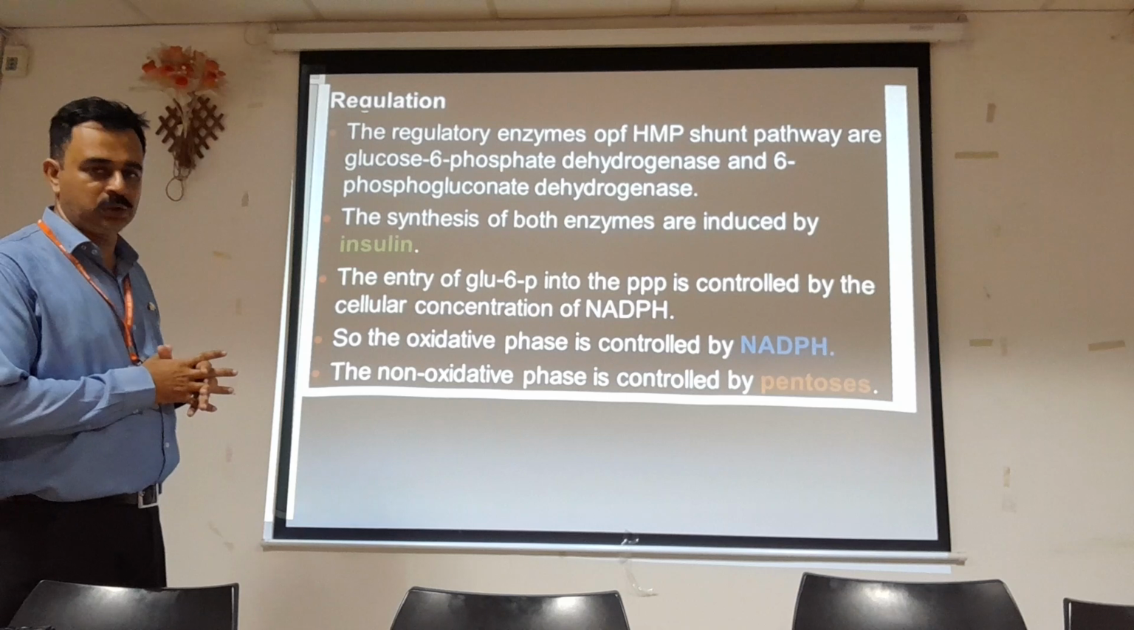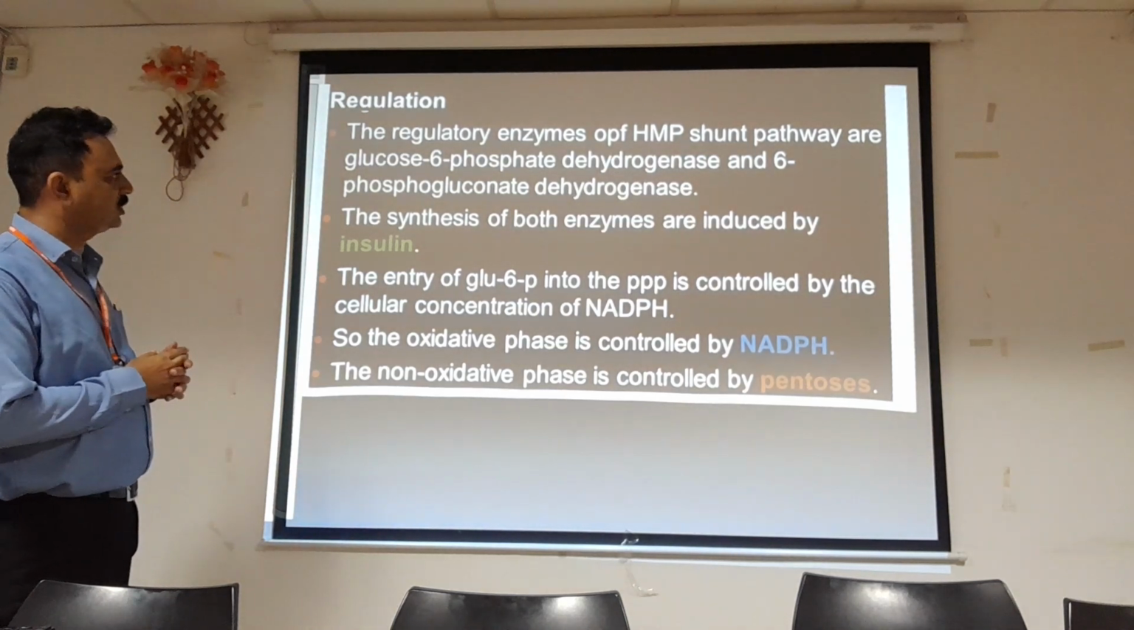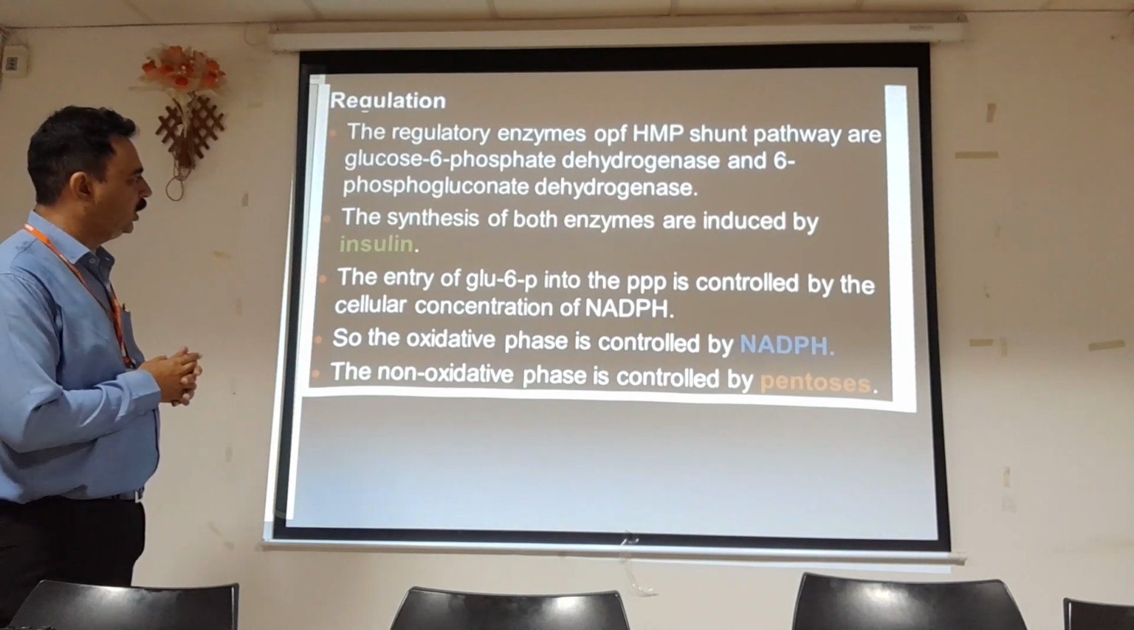Regulation. The regulatory enzymes of HMP shunt pathways are glucose 6-phosphate dehydrogenase and 6-phosphogluconate dehydrogenase.